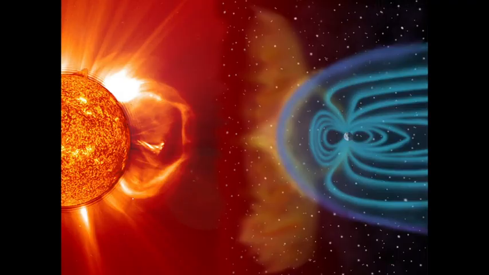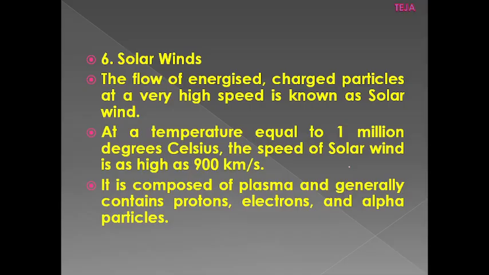And the next important thing is solar winds. The flow of energized charged particles at a very high speed is known as solar wind. At a temperature of 1 million degrees Celsius, the speed of solar wind is as high as 900 kilometers per second. It is composed of plasma and generally contains protons, electrons and alpha particles. These solar winds occur whenever the temperature is equal to 1 million degrees Celsius.